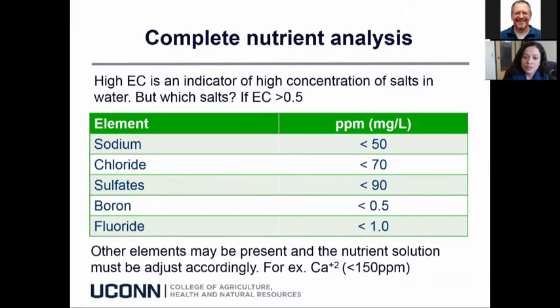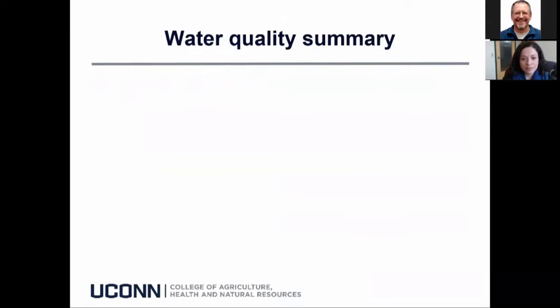Sodium should be under 50, chloride under 70, sulfites under 90, boron under 0.5, fluoride under 1. You also want to keep an eye on calcium levels. Even though the ideal is to have a lower calcium because it gives you more flexibility in the fertilizers, you can also adjust based on the fertilizers that you have.